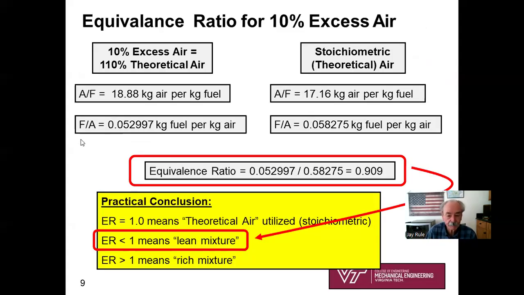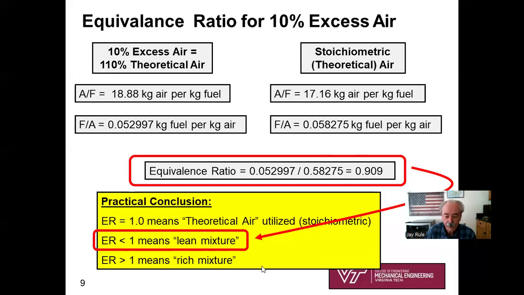So with pencil and paper, I'm going to make up a little table. Here's my 10% excess air part. Here's my stoichiometric air part. I wrote down my result, air to fuel ratio 18.88. I'll take the reciprocal of that to get fuel to air, 0.052997. Stoichiometric side, same idea, reciprocal of 17.16 to get 0.058275. And a ratio of both of those, just by the definition of equivalence ratio, to get 0.909. Okay, great. There's my answer.